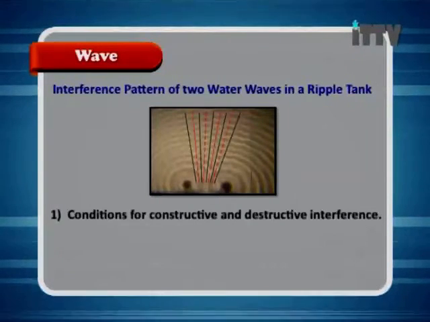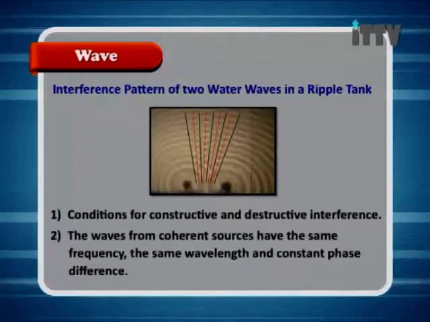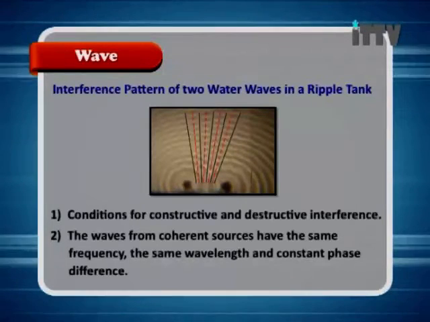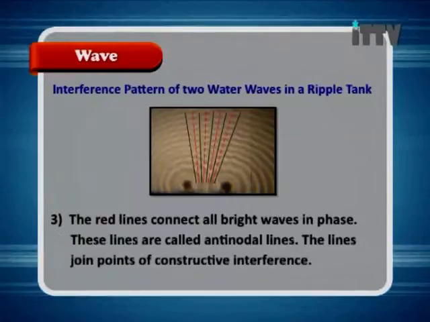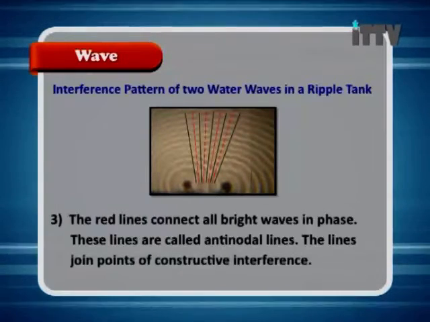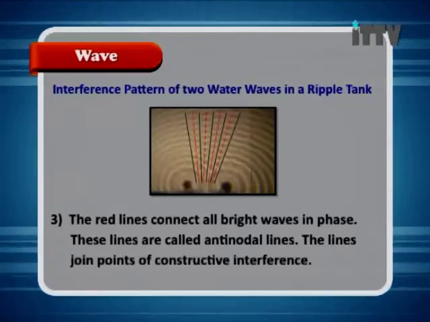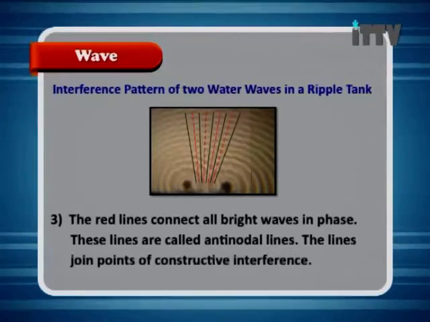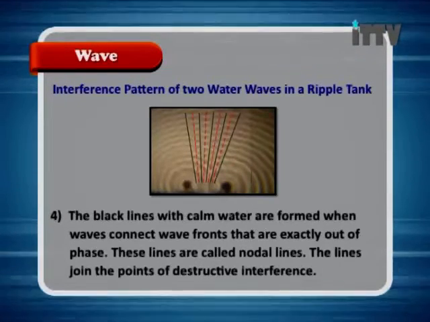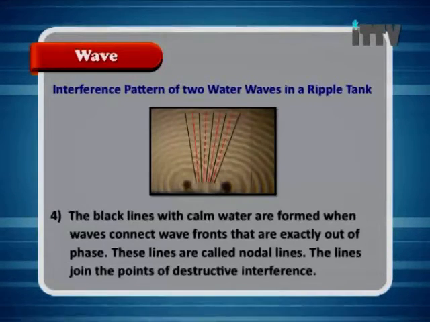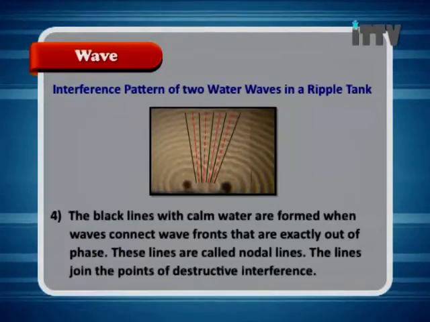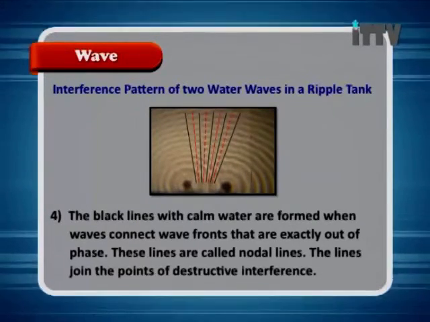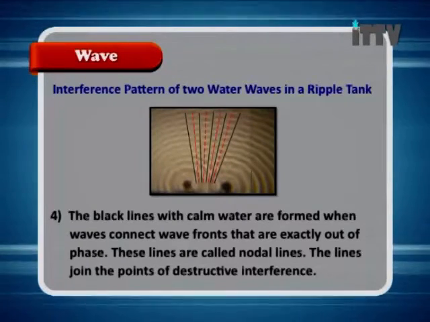So, conditions for constructive and destructive interference. The waves from coherent sources have the same frequency, the same wavelength, and constant phase difference. The red lines connect all the bright waves in phase. These lines are called antinodal lines. The lines join points of constructive interference. The black lines with calm water are formed when wave fronts are exactly out of phase. These lines are called nodal lines. The lines join the points of destructive interference.